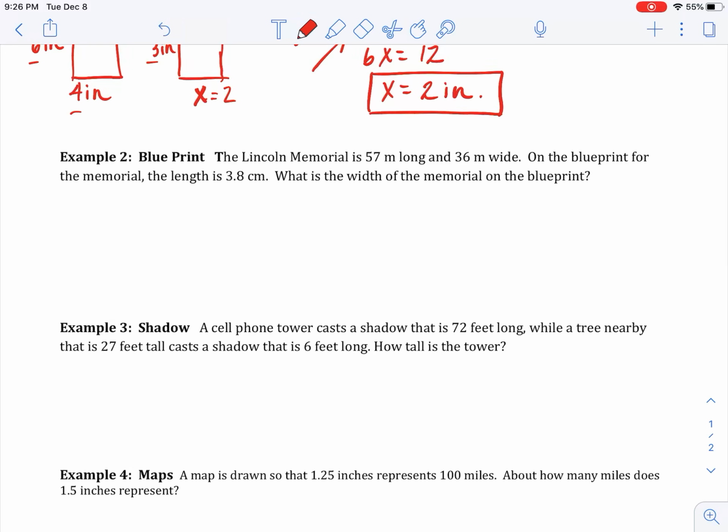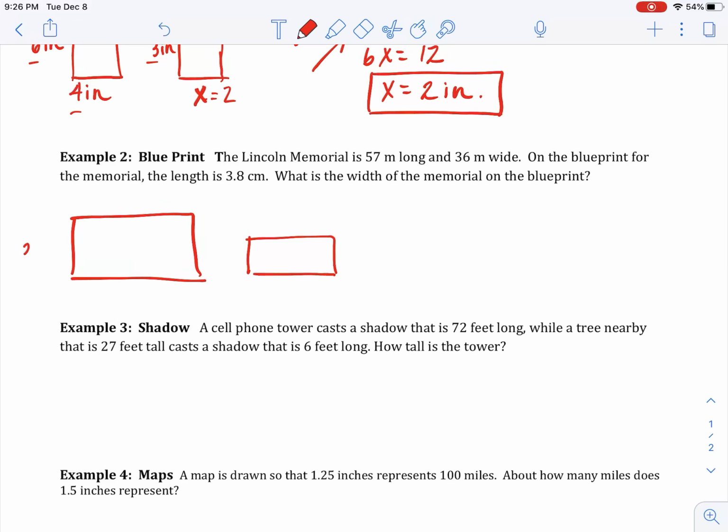So again, it's really a picture similar to example 1. You have the actual Lincoln Memorial, which is going to be big, and then you have the blueprint. If you know what a blueprint is, it's just a scaled down version of the original. So the blueprint's going to be a smaller version of the actual Lincoln Memorial. Use whatever conventions you want for length and width. It really doesn't matter as long as you keep it consistent.